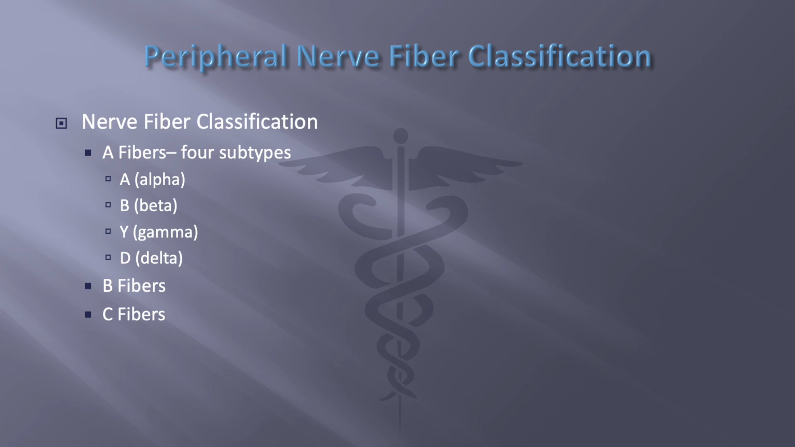So when we talk about nerve fibers, there are going to be these bad boys right here. A fibers, we're going to have 4 subtypes: A alpha, A beta, A gamma, and A delta. We have B fibers and also C fibers. All right.